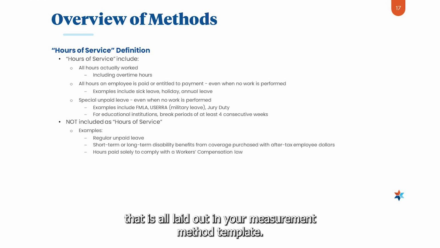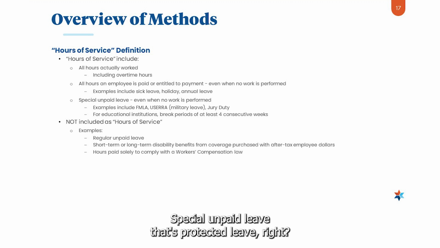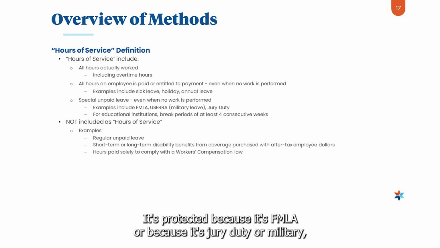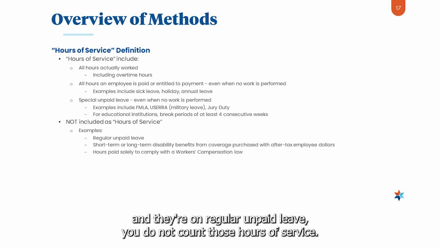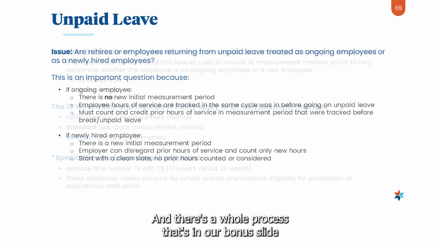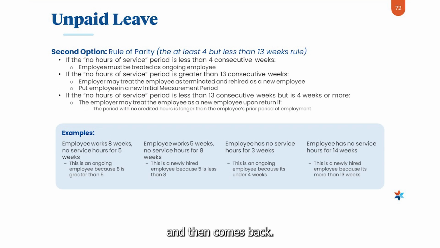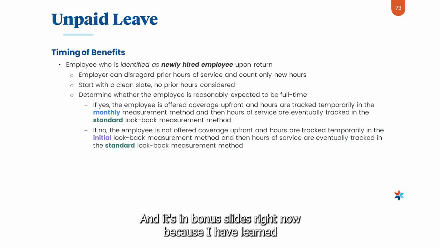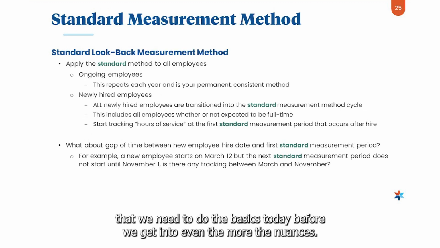That is all laid out in your measurement method template, and it has the definitions. It's got a whole section on paid leave and unpaid leave and special unpaid leave. Special unpaid leave is protected leave, right? It's protected because it's FMLA or because it's jury duty or military, but then there's regular unpaid leave. That does not count. If they're on regular unpaid leave, you do not count those hours of service. And there's a whole process in our bonus slides that talks about what to do when someone leaves on regular unpaid leave and then comes back. Do we credit them or not? It's in bonus slides right now because I have learned that we need to do the basics today before we get into even the nuances.